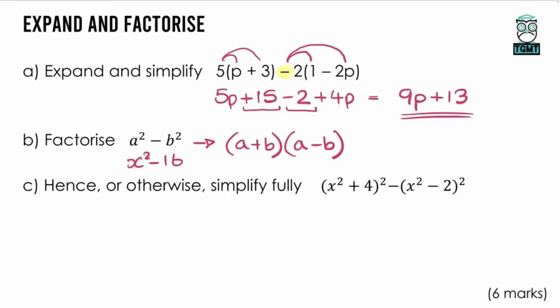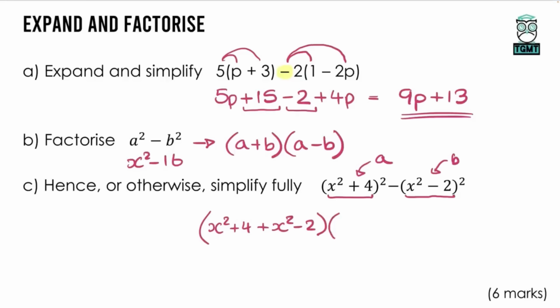It says hence or otherwise, simplify fully, and then it's given us basically the same thing, except there's loads of pieces in the bracket. Now this here, we have this x squared plus 4, that's just our a. And then we have this x squared minus 2, and that would be our b. So all we need to do is replace the a's and b's in our previous answer, the a plus b, a minus b, with these new pieces. So if we start with the a plus b, well, a is x squared plus 4, so x squared plus 4, and then we're adding b to that, so adding x squared minus 2, and that's our first bracket done.